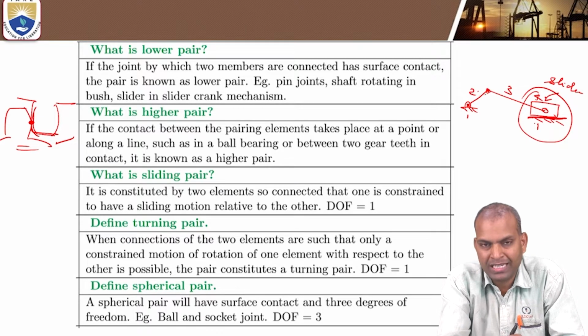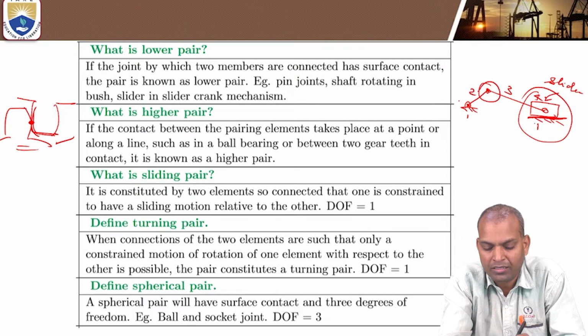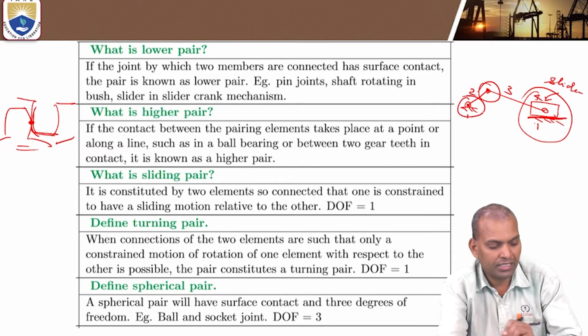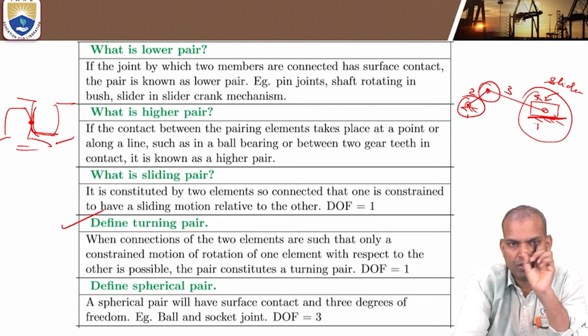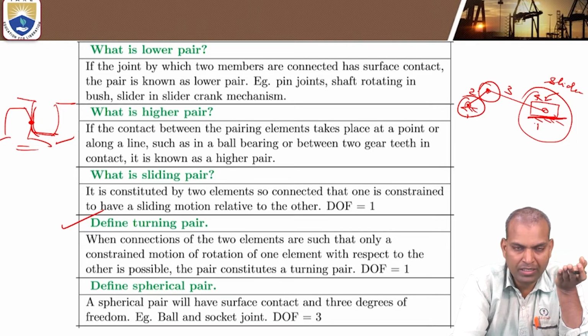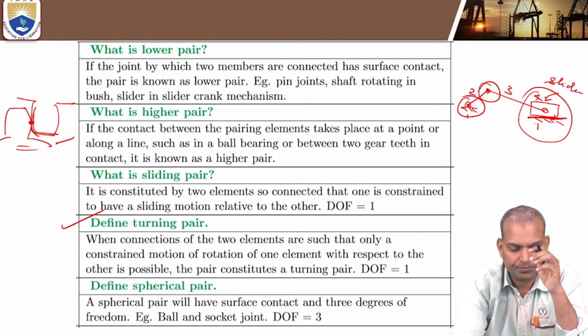And links 2 and 3 turning each other. It is a turning pair. Links 1 and 2, it is a turning pair. Next definition is a turning pair. So the degree of freedom of a sliding pair is 1. The degree of freedom of a turning pair is also equal to 1.